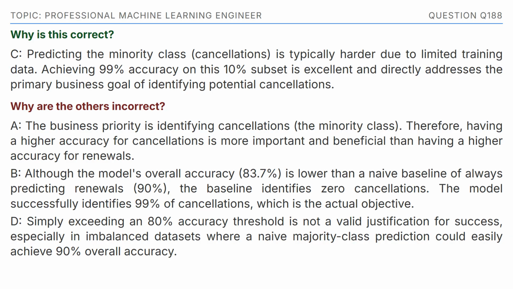Why are the others incorrect? A. The business priority is identifying cancellations, the minority class. Therefore, having a higher accuracy for cancellations is more important and beneficial than having a higher accuracy for renewals. B. Although the model's overall accuracy, 83.7%, is lower than a naive baseline of always predicting renewals, 90%, the baseline identifies zero cancellations. The model successfully identifies 99% of cancellations, which is the actual objective. D. Simply exceeding an 80% accuracy threshold is not a valid justification for success, especially in imbalanced datasets where a naive majority class prediction could easily achieve 90% overall accuracy.